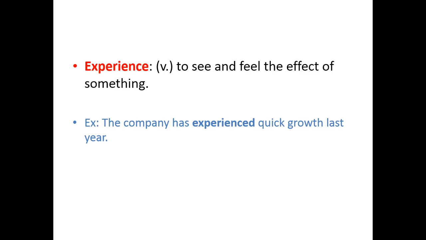For example, many places experience a lot of damage from the hurricanes. Many places experience damage, so they feel the damage caused by the hurricane. Another example, the company has experienced quick growth last year, so it felt or was affected by the growth. So here the word experience is a verb. Is it clear? Good. Let's go on.